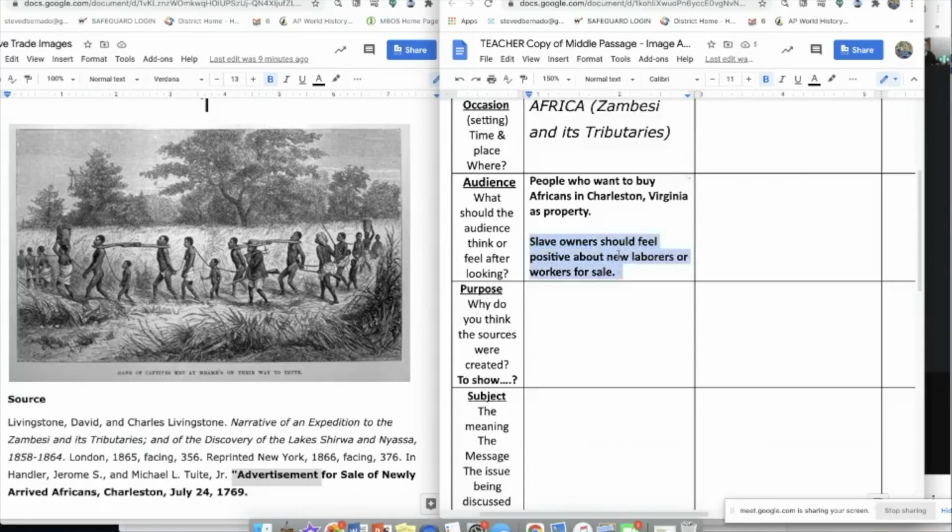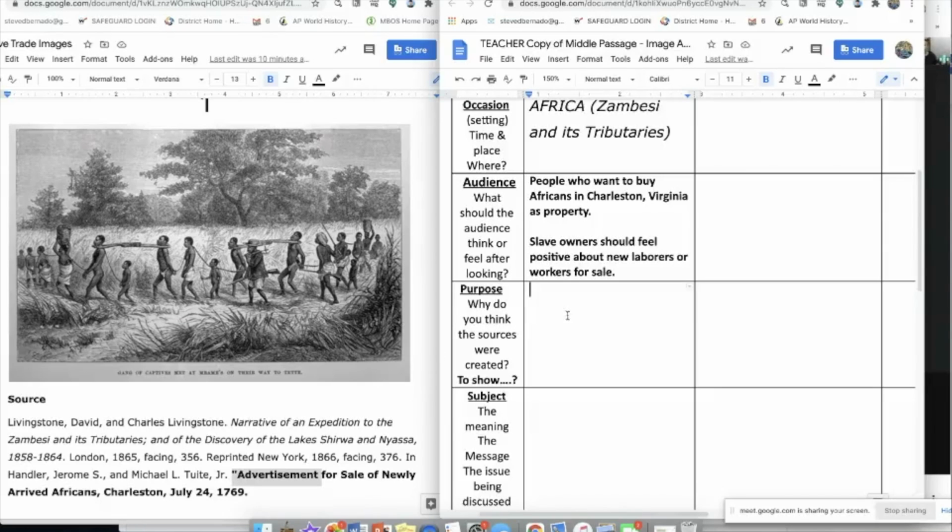And that's the disturbing point of view, right? We always do a point of view. That's the disturbing point of view. What should the audience feel? Well, the audience wants to buy these humans as property in South Carolina, slave owners, to make these people work on their slave plantations, to either pick cotton or tobacco. And they should feel positive about new workers coming. I could buy them. That is the disturbing point of view.